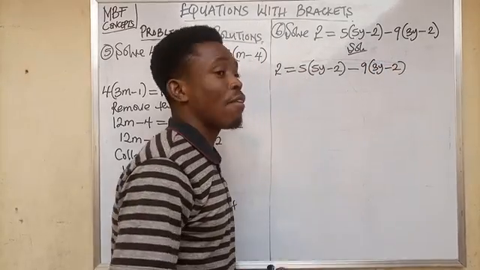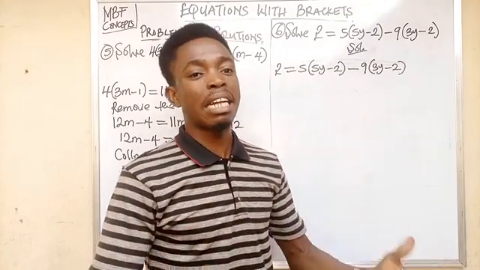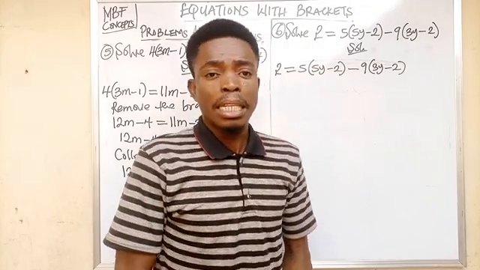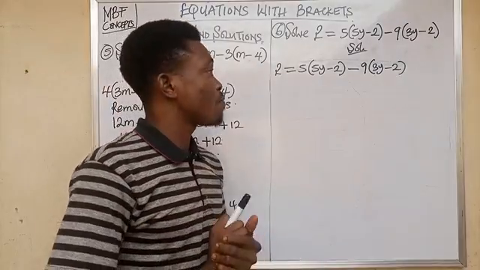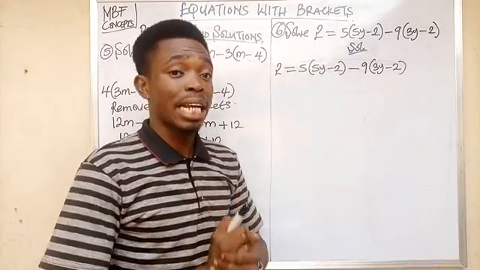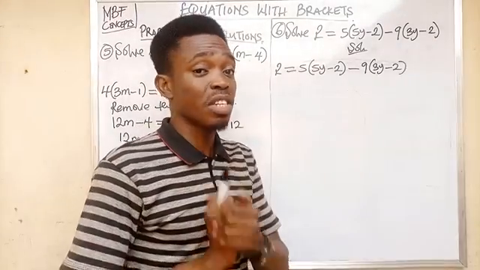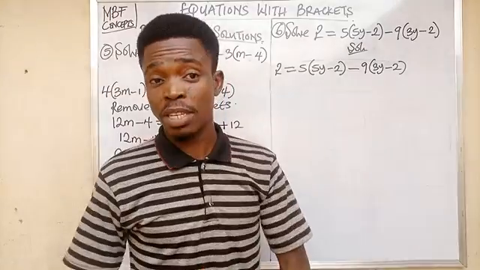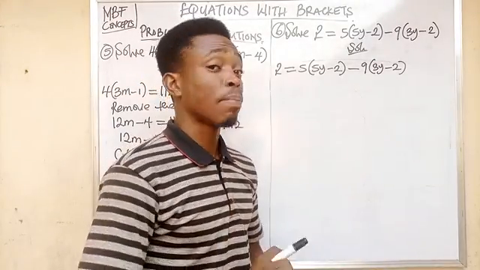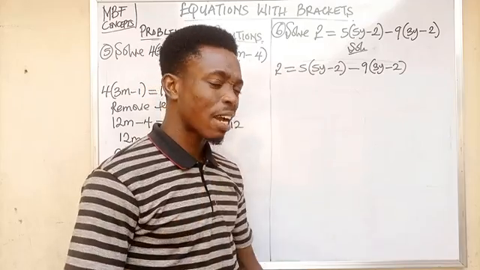Now that we know that we have 2 brackets here and we are going to remove the brackets, the next thing we do is to identify the multiplication factors. The multiplication factor for the first bracket is 5. That means we multiply everything inside this first bracket by 5. And secondly, the multiplication factor for the second bracket is what? Minus 9. Don't forget, it's not 9, but minus 9. So we are going to be using minus 9 to open the second bracket.